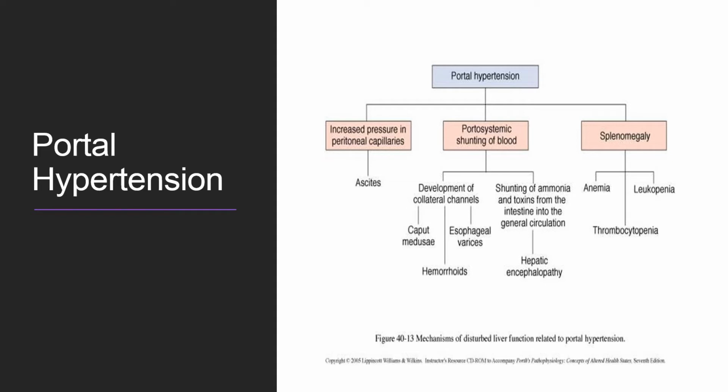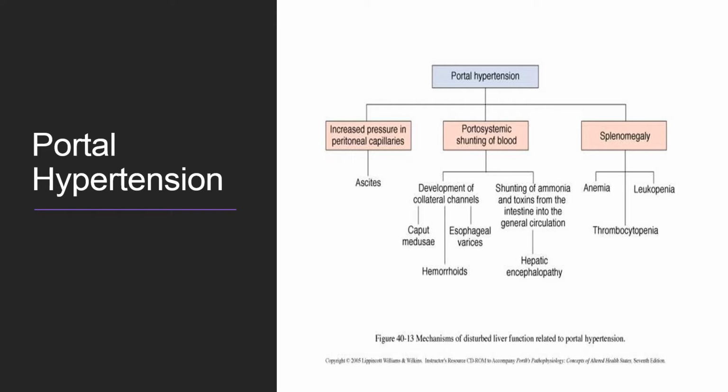And so clinical manifestations would include splenomegaly, they'll have an enlarged spleen, ascites, and esophageal varices. So as you look at the slide for the portal hypertension, the pressure increases. You will have an increase in the pressure of the peritoneal capillaries, and that's what causes the ascites. You'll have a portal systemic shunting of blood.